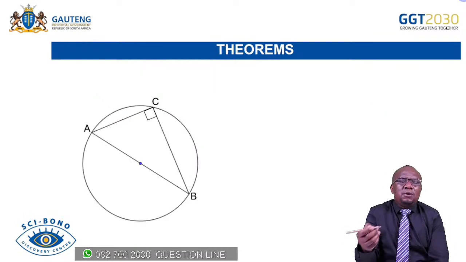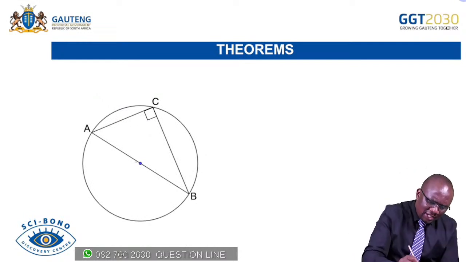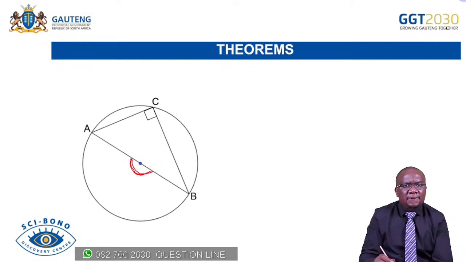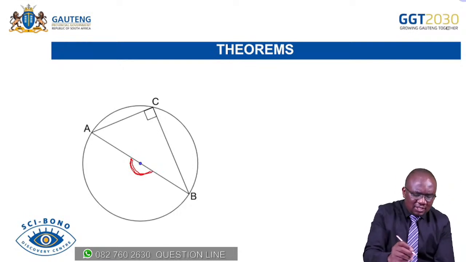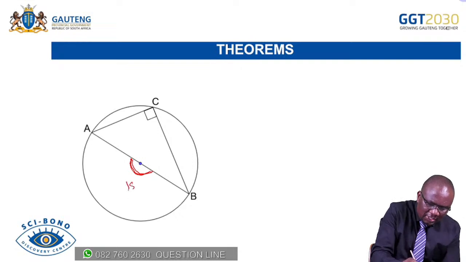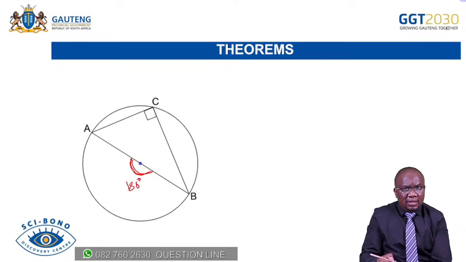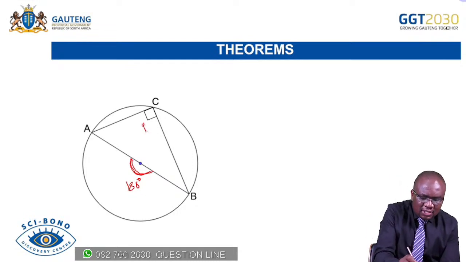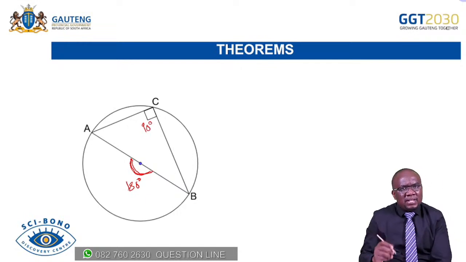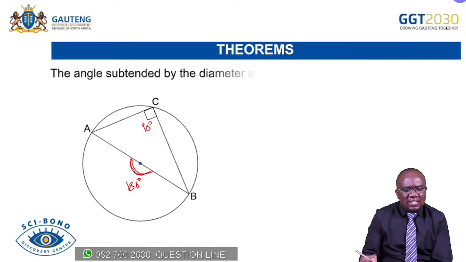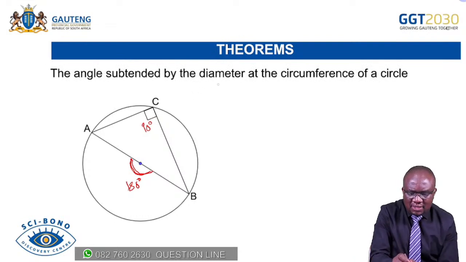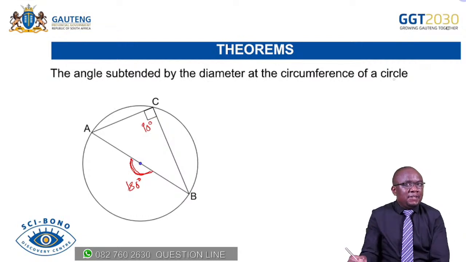Now, still on the same theorem, what is this angle here? What is this angle here on a straight line? Who can tell us? That is actually 180 degrees. Okay, what is half of 180 degrees? It is 90 degrees. So an angle subtended by the diameter is what? Is 90 degrees. It's another theorem. Okay, the angle subtended by the diameter at the circumference of the circle. Very, very important. Where? At the circumference of the circle.